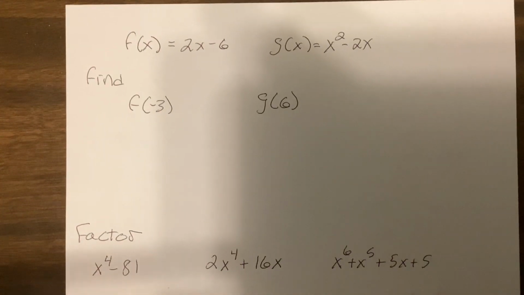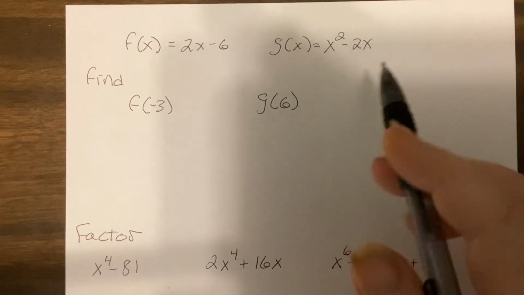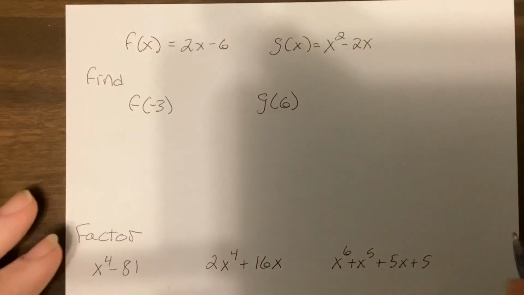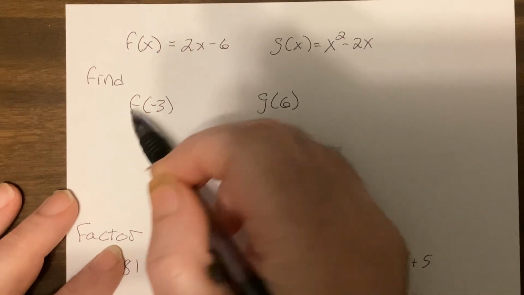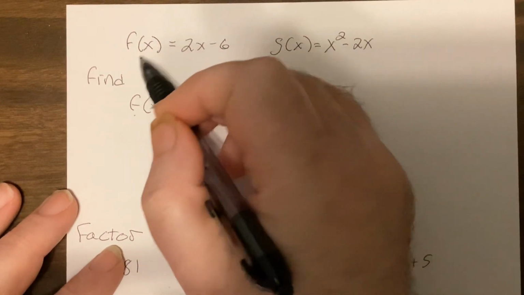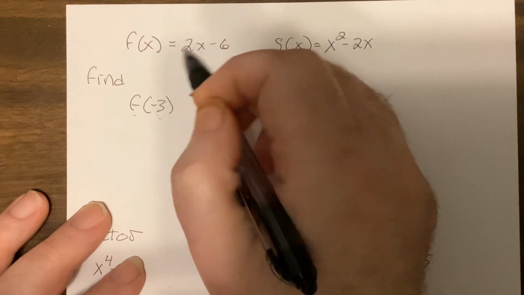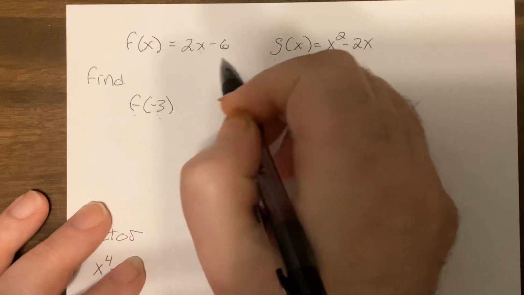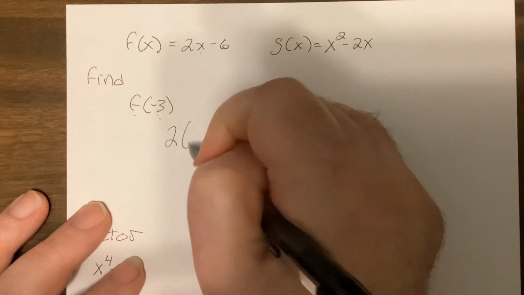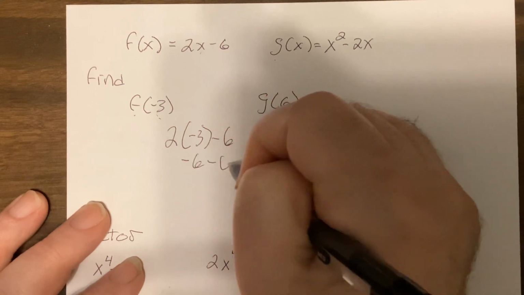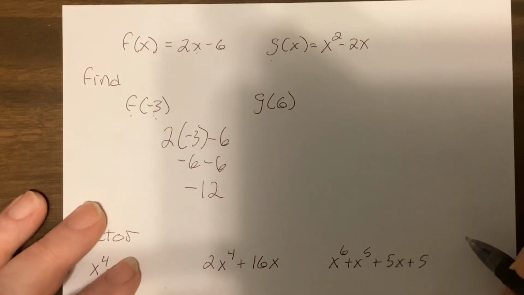Now, we have functions. There's only 2 questions on functions on the test, only 1 point each. So don't stress out. So this says find the function called f. Well, let's see. That's g. There's f. Put in -3 wherever you see the x on the right side of the function name. So it'd be 2 times -3, minus 6. -6 minus 6 is -12.